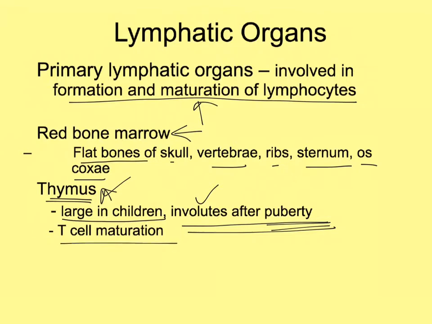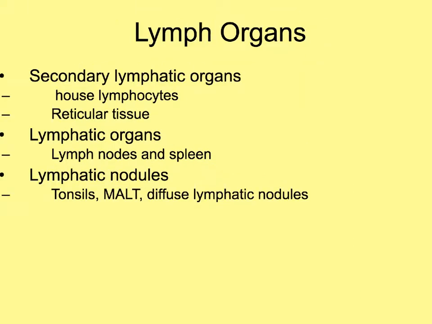So the thymus is really important for T cells to mature. That's where the T in thymus comes from. That's where the T in T cells comes from, thymus. I said it backwards. Now, secondary lymphatic organs are just places where the lymphocytes hang out. So they house them.